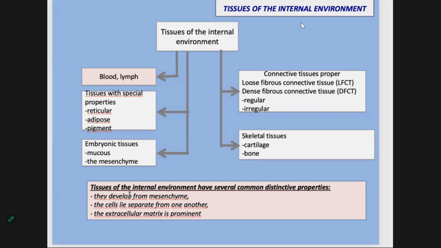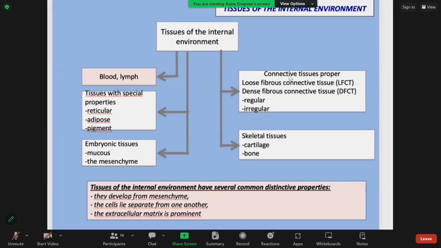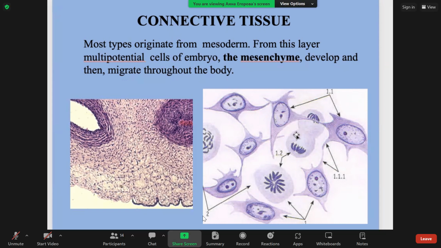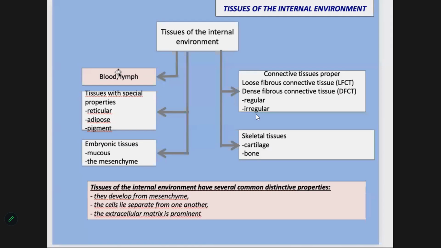characteristic: all tissues develop from mesenchyme. About the mesenchyme we'll speak in this lecture. It is a sort of embryonic connective tissue. Cells of mesenchyme form in the embryo during the period of embryogenesis. These cells migrate throughout the body and form the different types of tissues of internal environment. So the first characteristic, all tissues develop from mesenchyme.